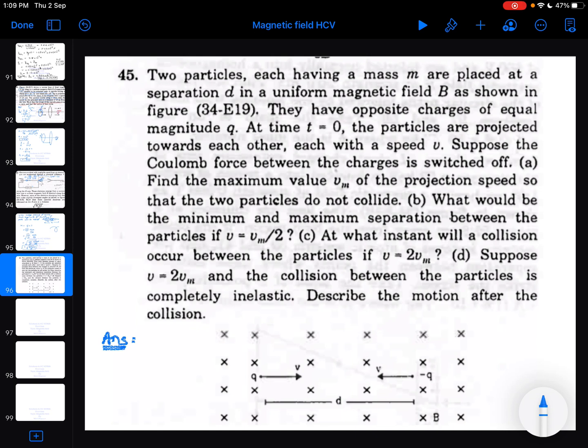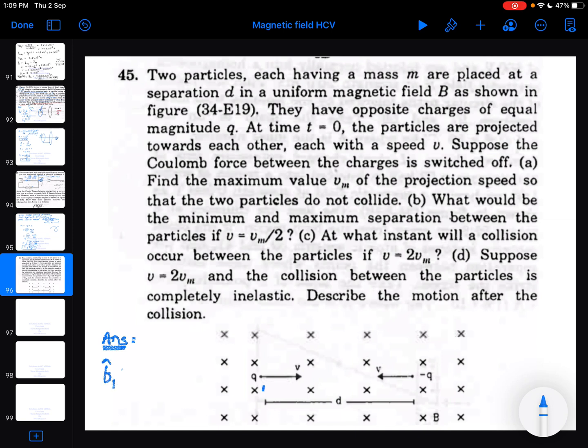First, we need to find the maximum value of the projection speed so that the particles do not collide. So what should be the maximum value of v of the particles so that they don't collide? First of all, let's see how the particles will move in this particular magnetic field. Let us talk about the first, positive particle.